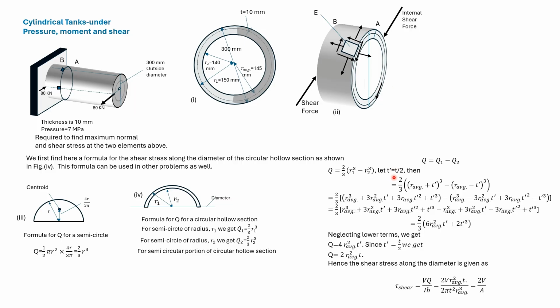We substitute P dash is equal to P divided by 2. Then we can write R1 and R2 in terms of R average and T dash. Cubing and cancelling, we get Q by this expression. Ignoring the second term and replacing P dash by T divided by 2, we get Q in this form. Tau shear is VQ divided by IT. I for a ring is pi T r cube. Substituting, we get tau shear as 2V divided by A.